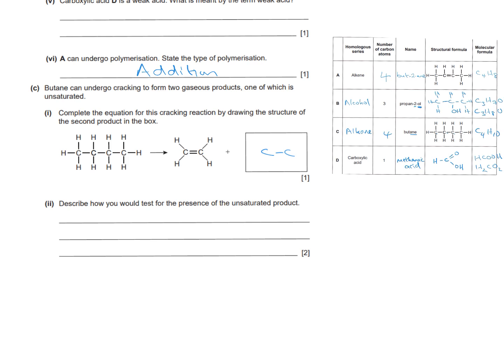And then the hydrogens, well, they've got 3, 5, 7, 10. I already have 4. That means there must be 6 hydrogens left to fit in. And they all fit around this. So that is ethane. And lastly, how would you test for the presence of the unsaturated product, which is this one? An unsaturated product contains at least 1 carbon-carbon double bond. Well, you would add bromine water. And the bromine water will go from orange to colourless.